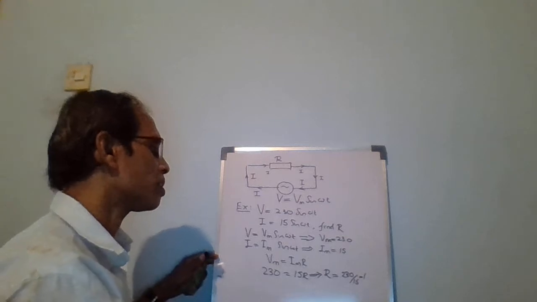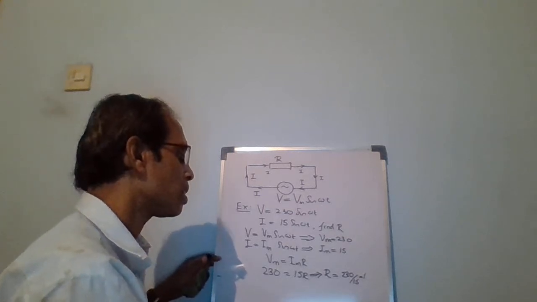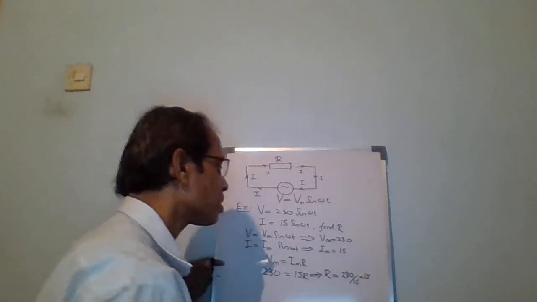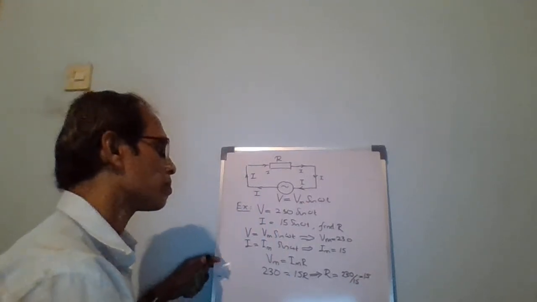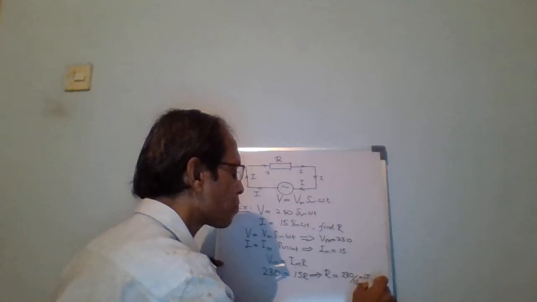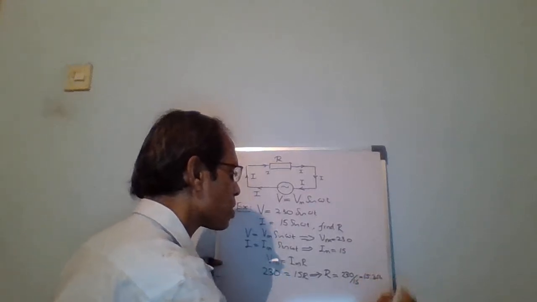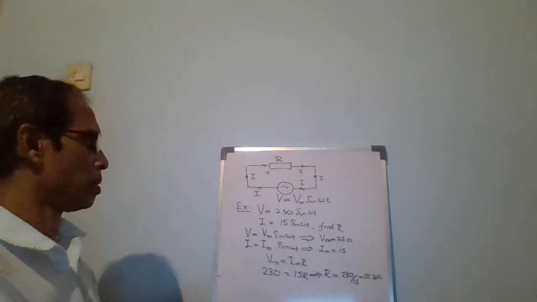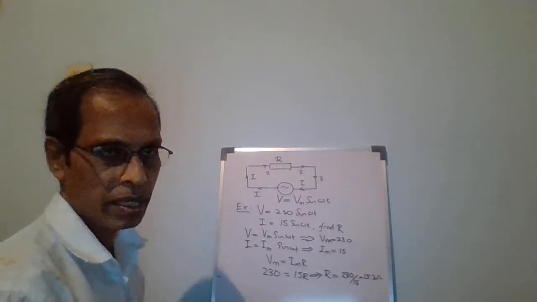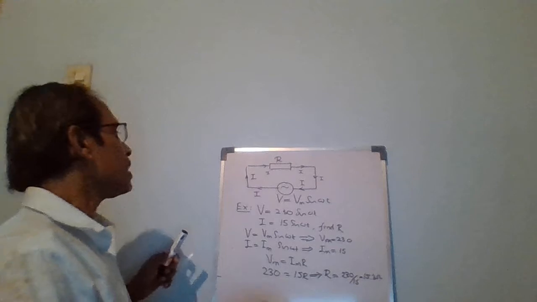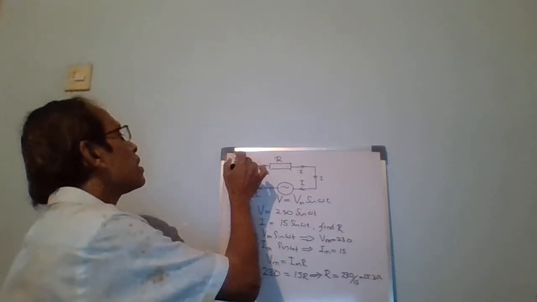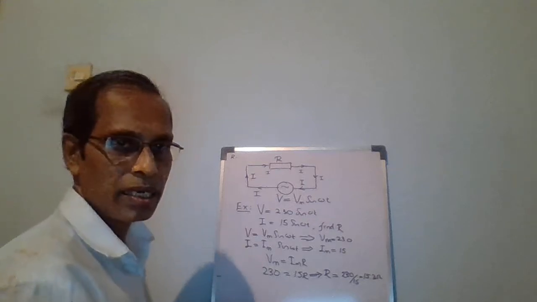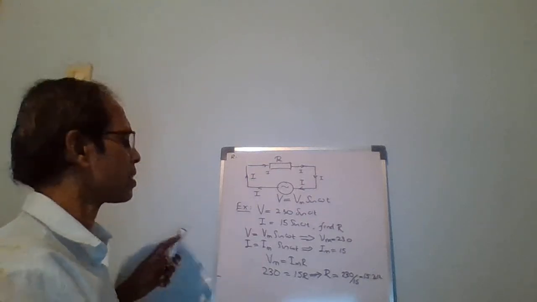R is 4.6 ohms. Example. Now let's see the second condition: the reactance of a capacitor.